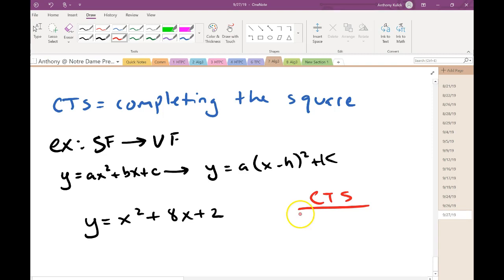So the plan here, the first thing we want to do is make the leading coefficient equal to 1. When I say leading coefficient, I'm really just talking about the value of a. Make, M-A-K-E, make.